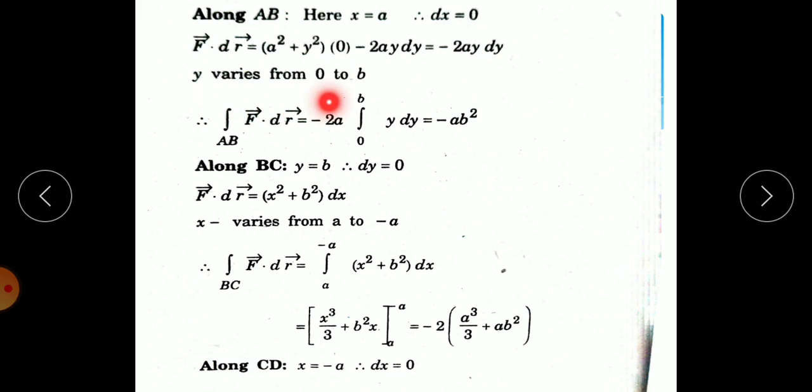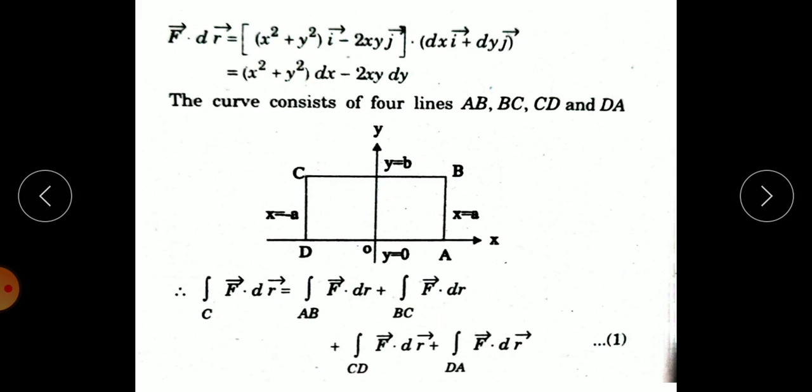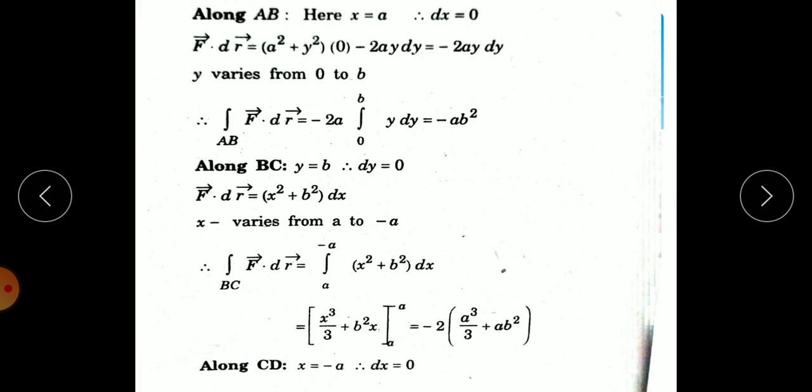Y varies from 0 to b. Here y varies from 0 to b only. So the integral of F dot dr is equal to the integral from 0 to b of minus 2a y dy. So after integrating we get the answer as minus a b squared.